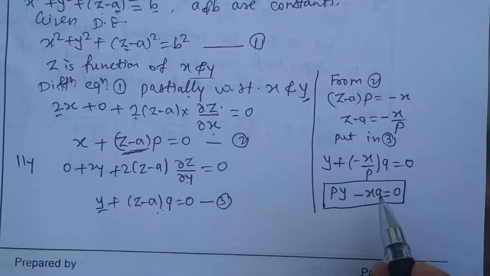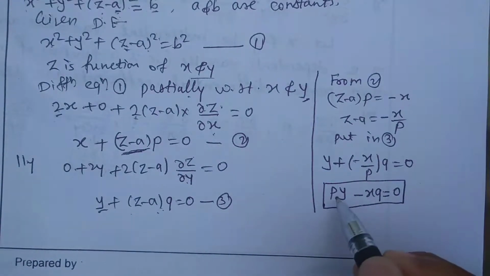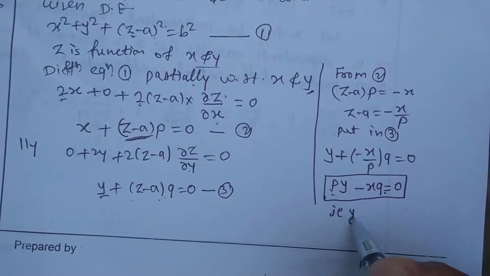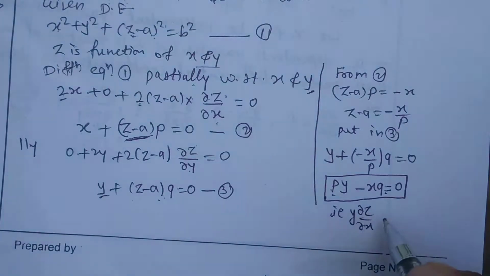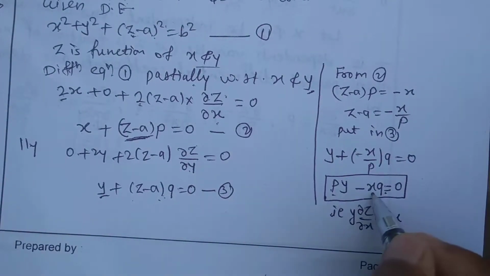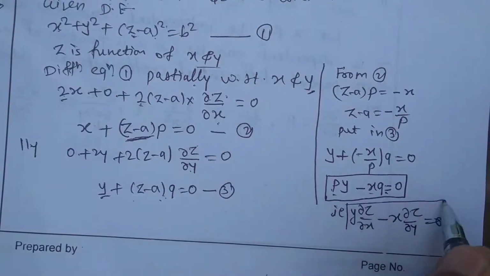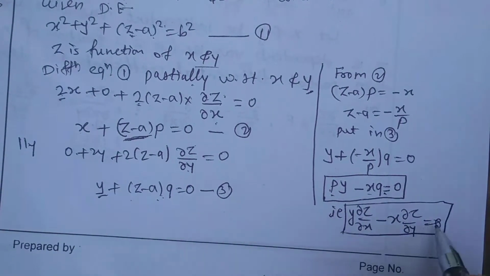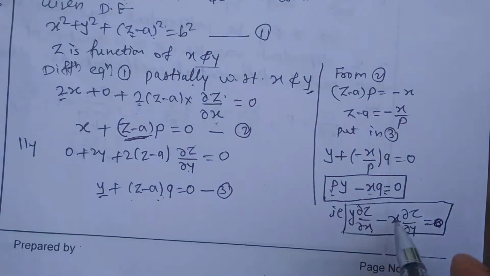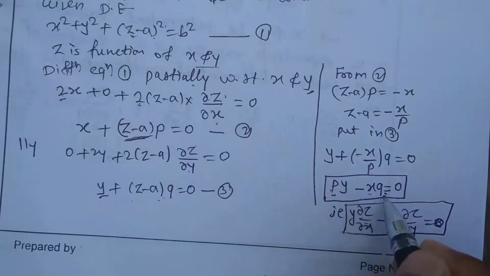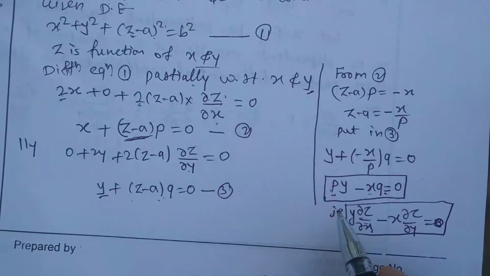See, in this equation there are the terms p and q. So this differential equation can be written with p as del z by del x and q as del z by del y. So you will get y into del z by del x minus x into del z by del y is equal to 0. That means this is the required partial differential equation. We can write both forms, or any one form of the partial differential equation. So this is our required answer.